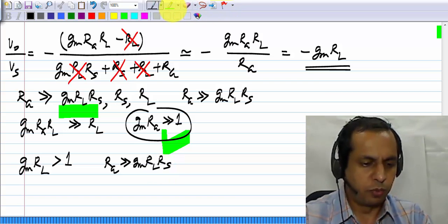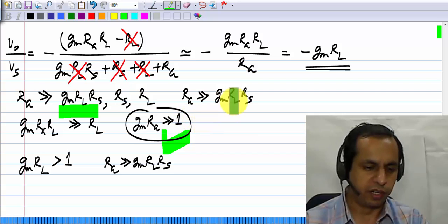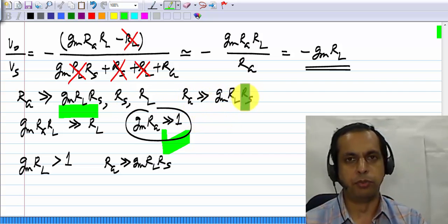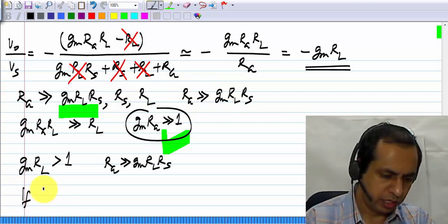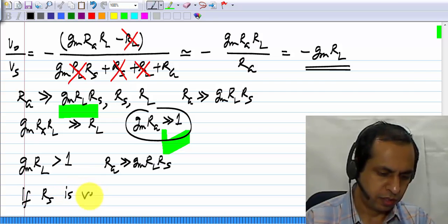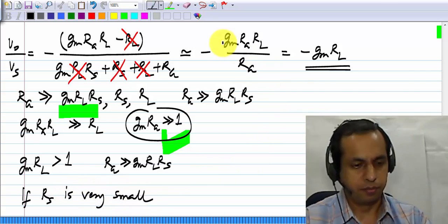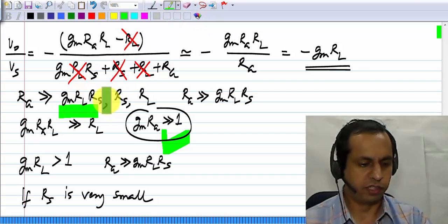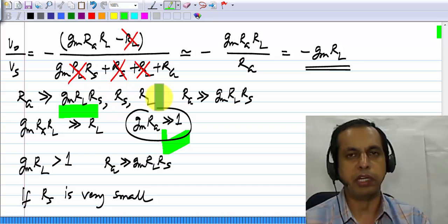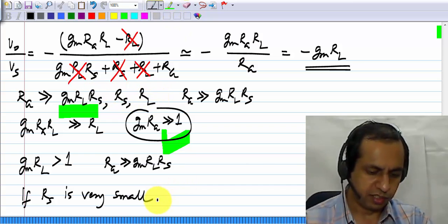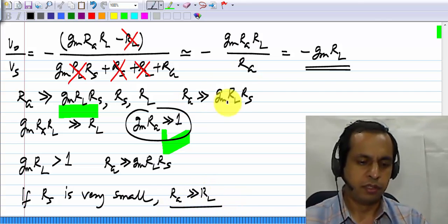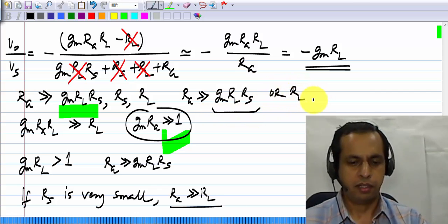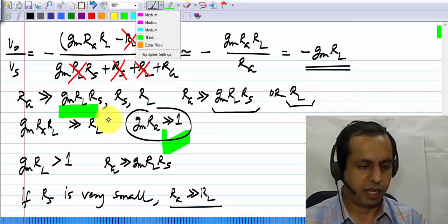Okay. Now of course you can ask, what happens if the signal source is ideal and RS is 0? Then this says that RG is much more than 0, which is true for any number RG. So in that case, if RS is very small, then satisfying the first one here, for instance, if RS is 0, satisfying the first one doesn't mean others are satisfied. In that case, basically RG has to be much more than RL. Okay. So RG has to be much more than GMRL RS or RL. Okay. So I just explained it with RS being 0.